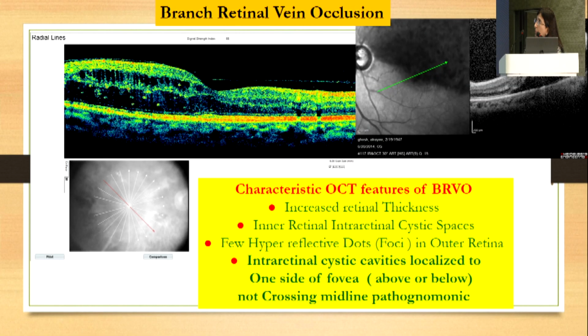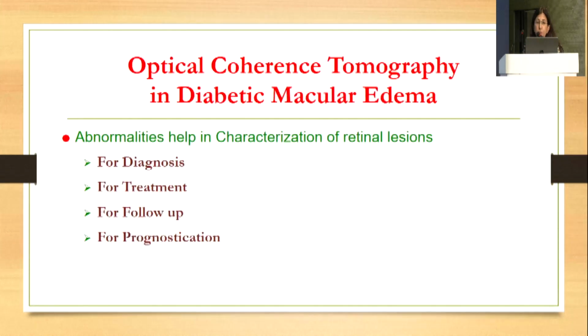In BRVO, you would have a similar cystic edema, but also diffuse edema. But one very specific characteristic is that it is only on one side of the fovea. So it does not cross the midline. So this is again pathognomonic of BRVO. If you see edema on one side of the fovea, you are sure that this is BRVO.